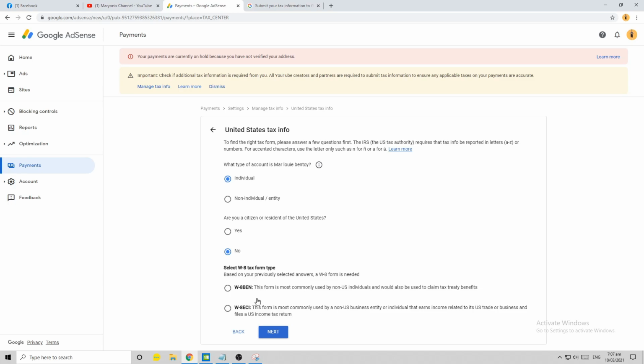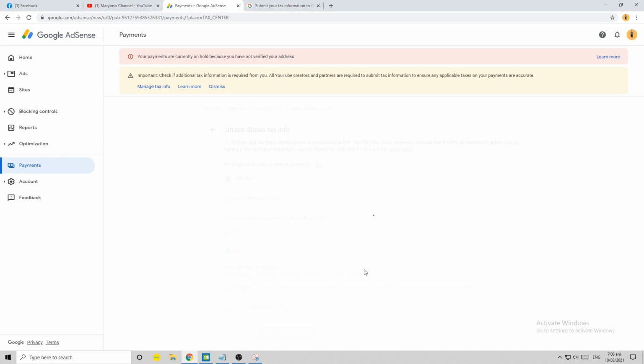And so these are the two types of tax form. Based on your previously selected answers, a W-8 form is needed. The first one says W-8BEN. This form is most commonly used by non-US individuals and can also be used to claim tax treaty benefits. The other one is the W-8ECI. This form is commonly used by a non-US business entity or individual that earns income related to its US trade or business and files a US income tax return. So I'm not going to choose the second one. I'm just going to click the first one. If the Philippines has a tax treaty benefit, we can take advantage of that if there is.